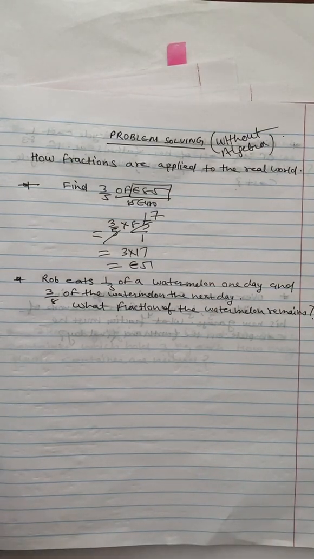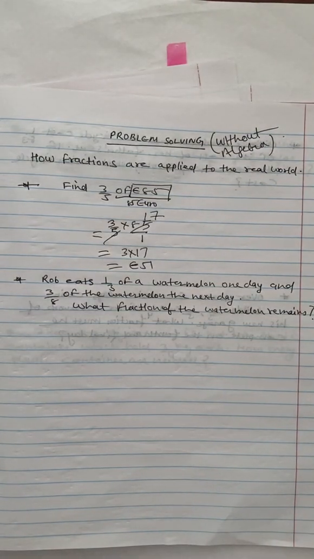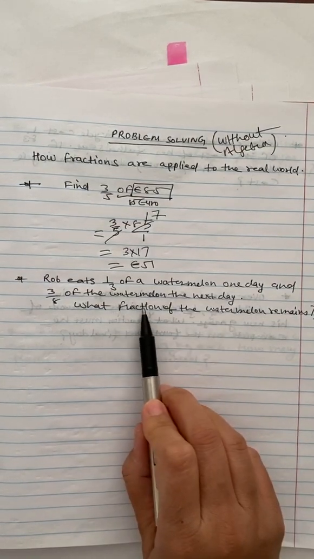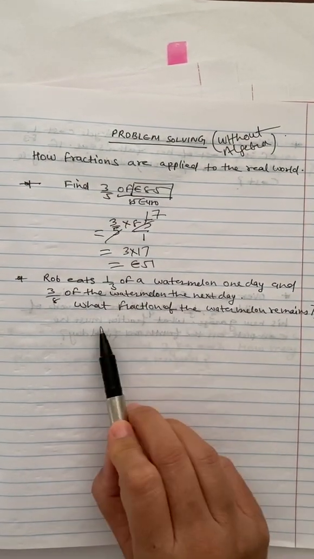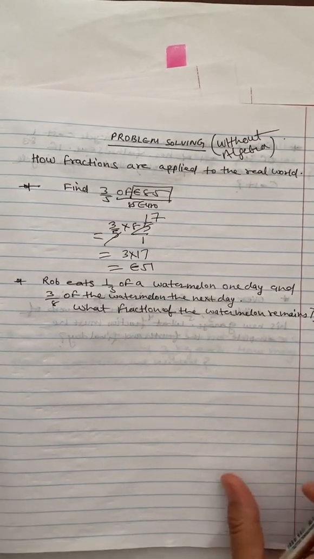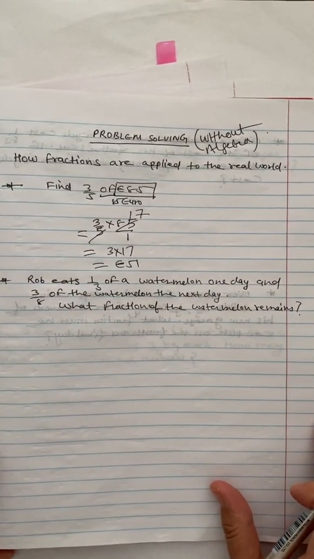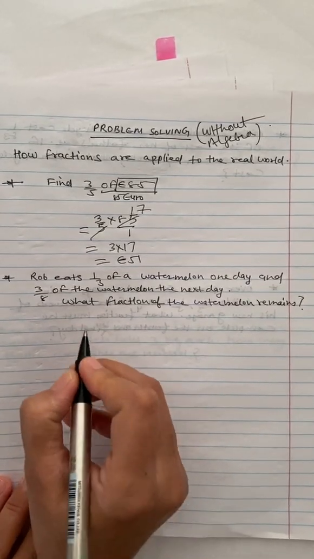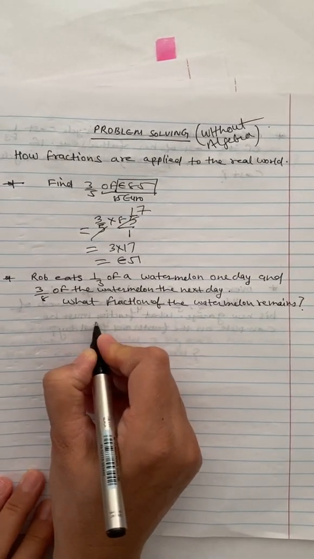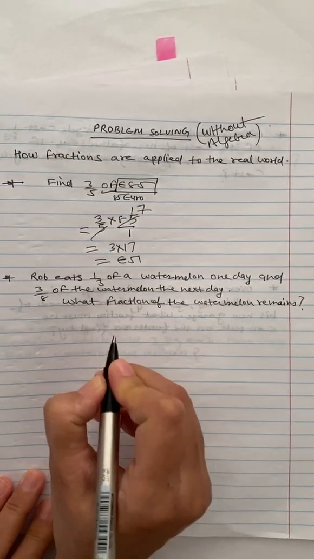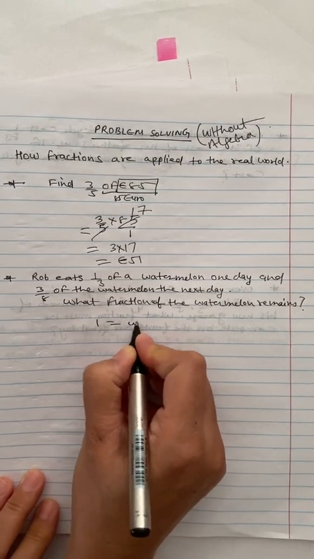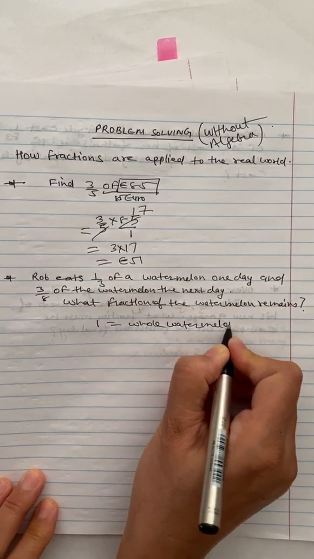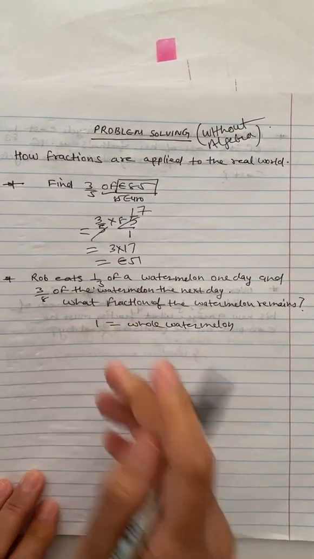The next question is, Rob eats 1/3 of a watermelon one day and 3/8 of the watermelon the next day. What fraction of the watermelon remains? So we need to tell how much is left. So let's say that the whole watermelon is 1. So let's say 1 is the whole watermelon.